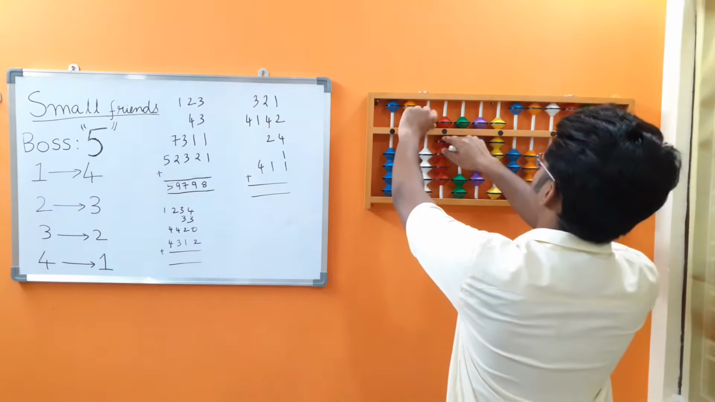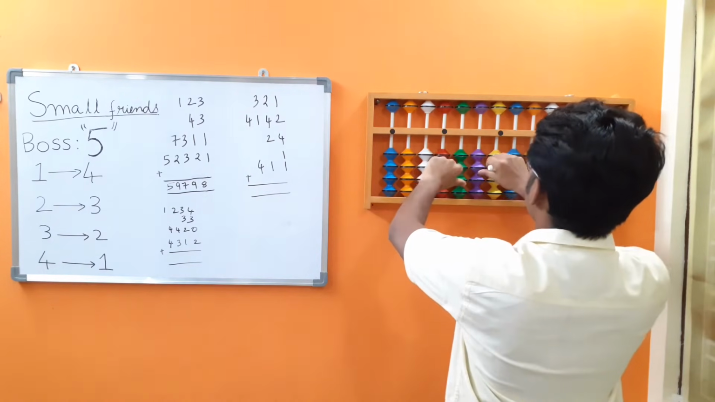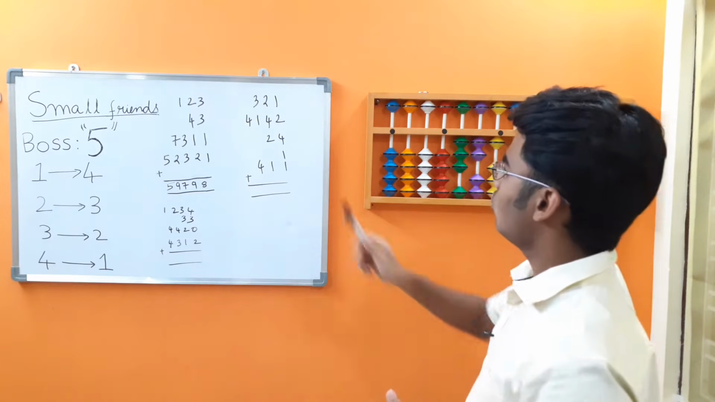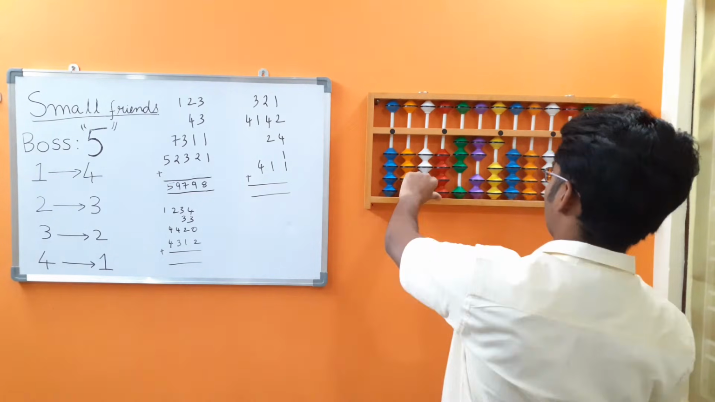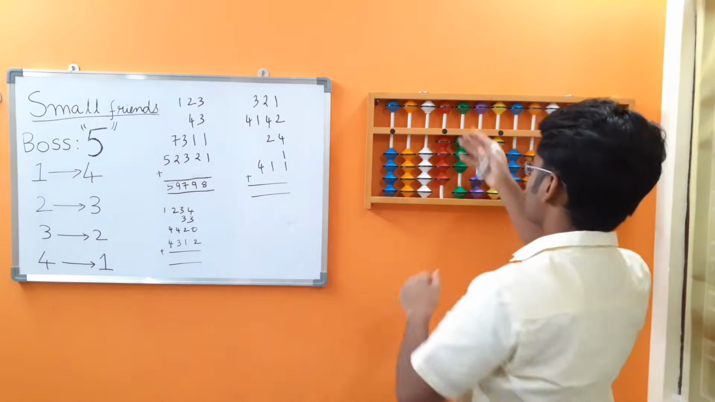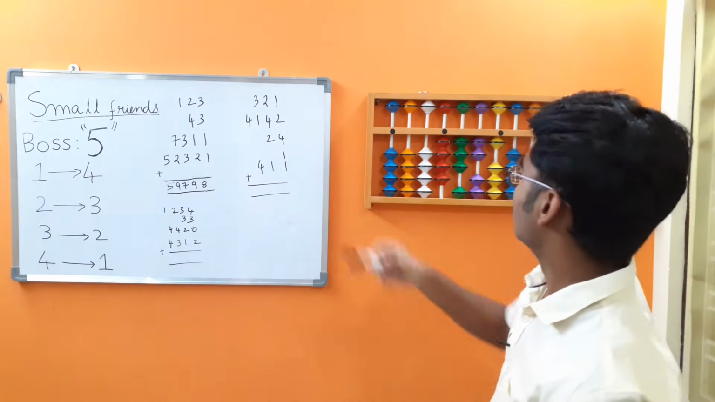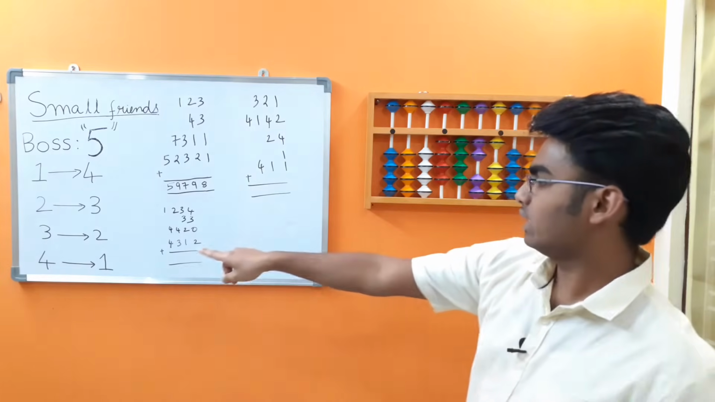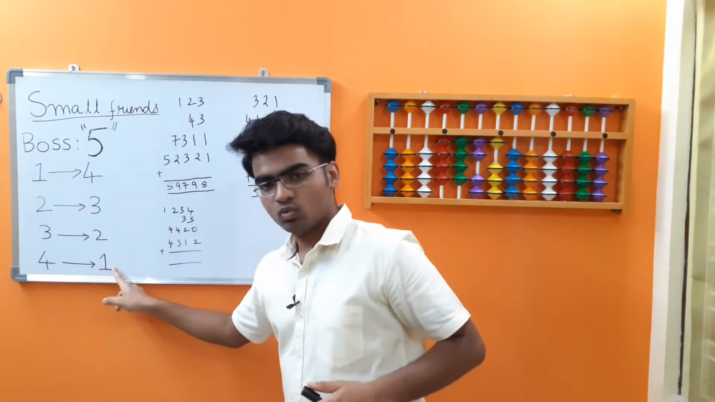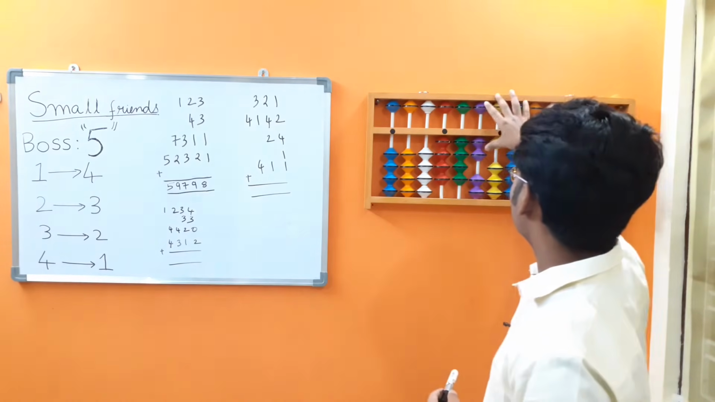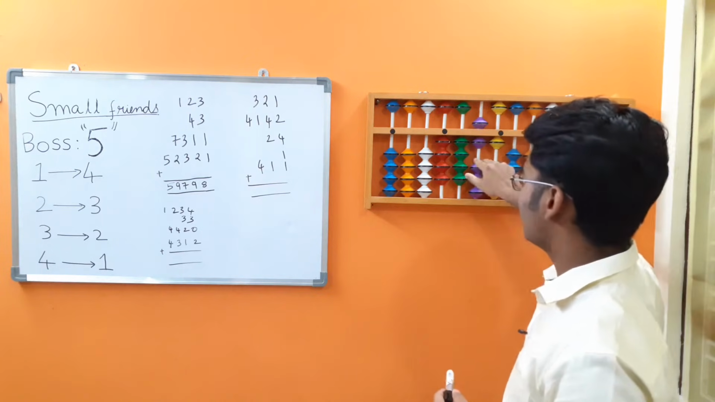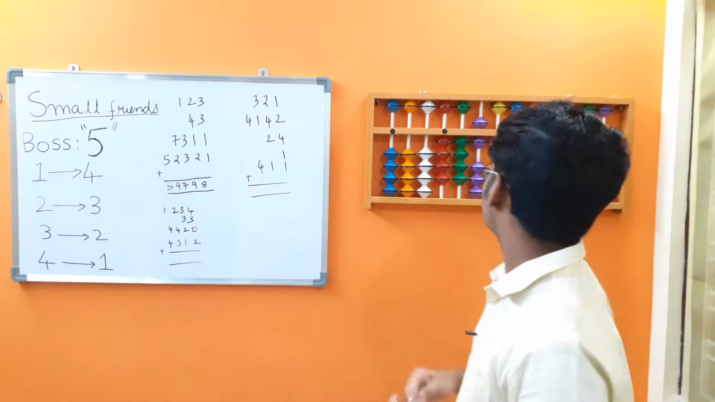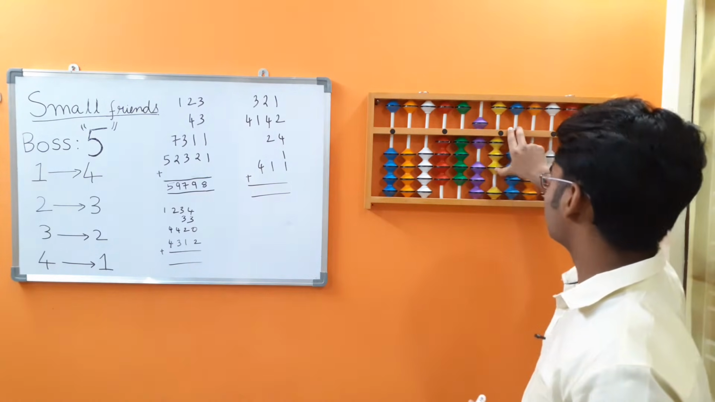Let's clear this first. 321, 4, 1, 4, 2. 4 we can place directly because this rod is empty. 1. We can place 1 also directly. 4. 4's friend is 1. Add the boss 5, less the friend 1. 2. We can add 2 directly.